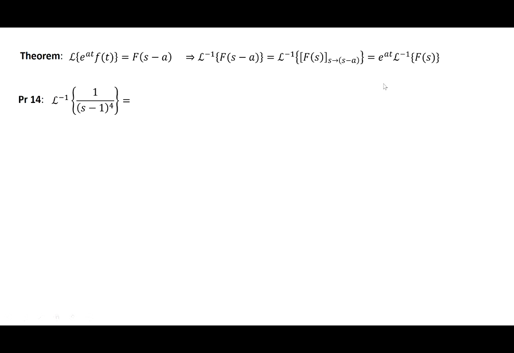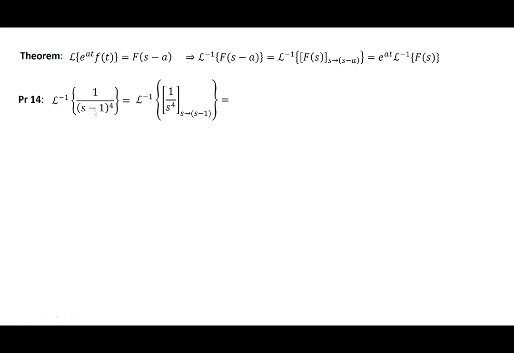Cool. Does this look like some F of s to which a certain shift has been applied? Does it look like F of s minus a? What do you think? If you said, yep, that is nothing but Laplace inverse of 1 over s to the 4, to which a shift has been applied, s shifted by s minus 1, you are absolutely right.